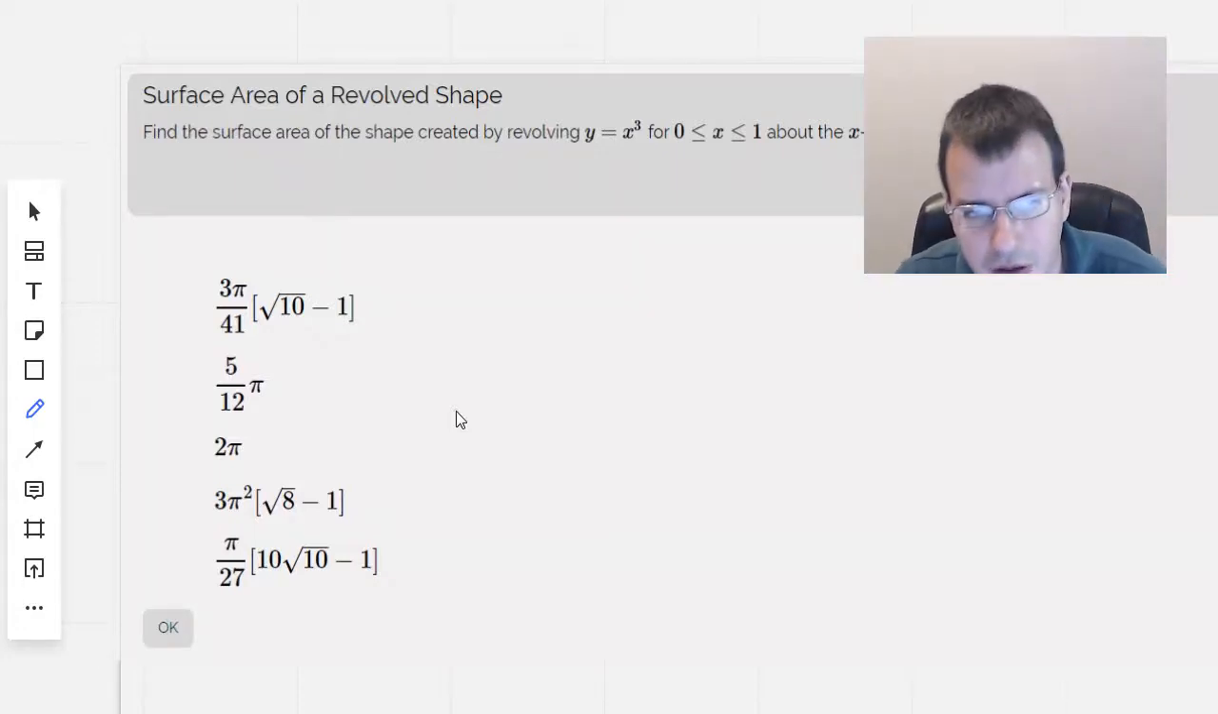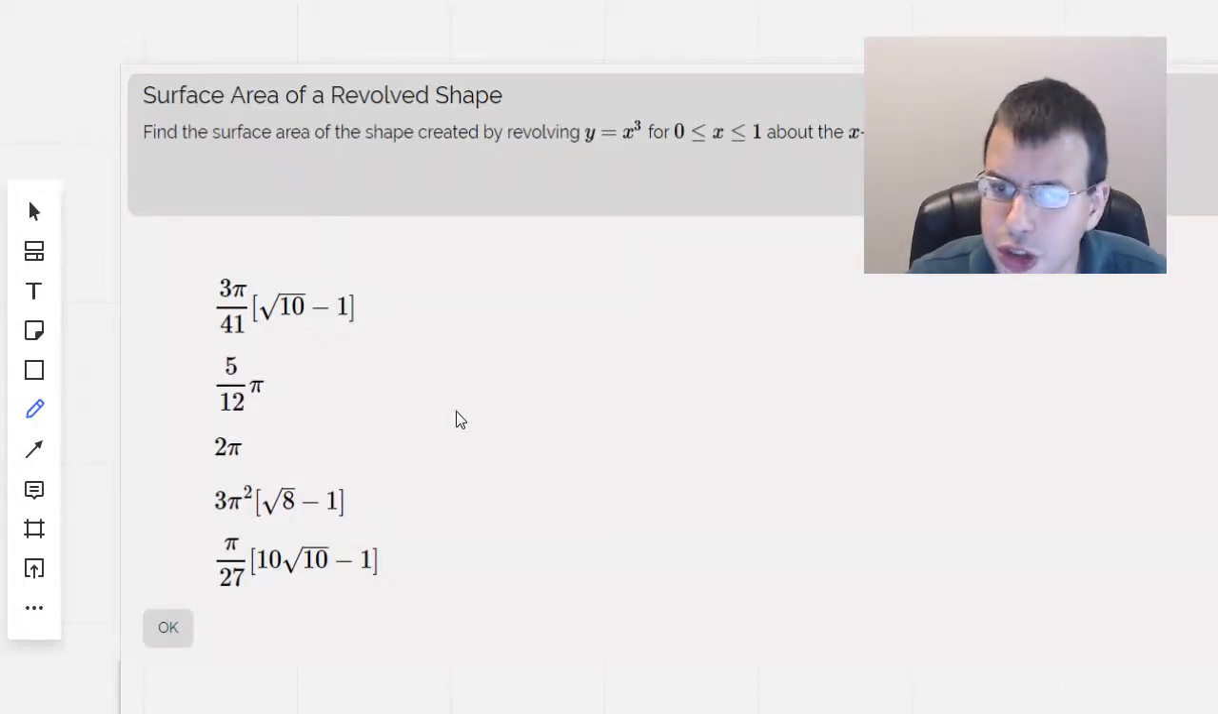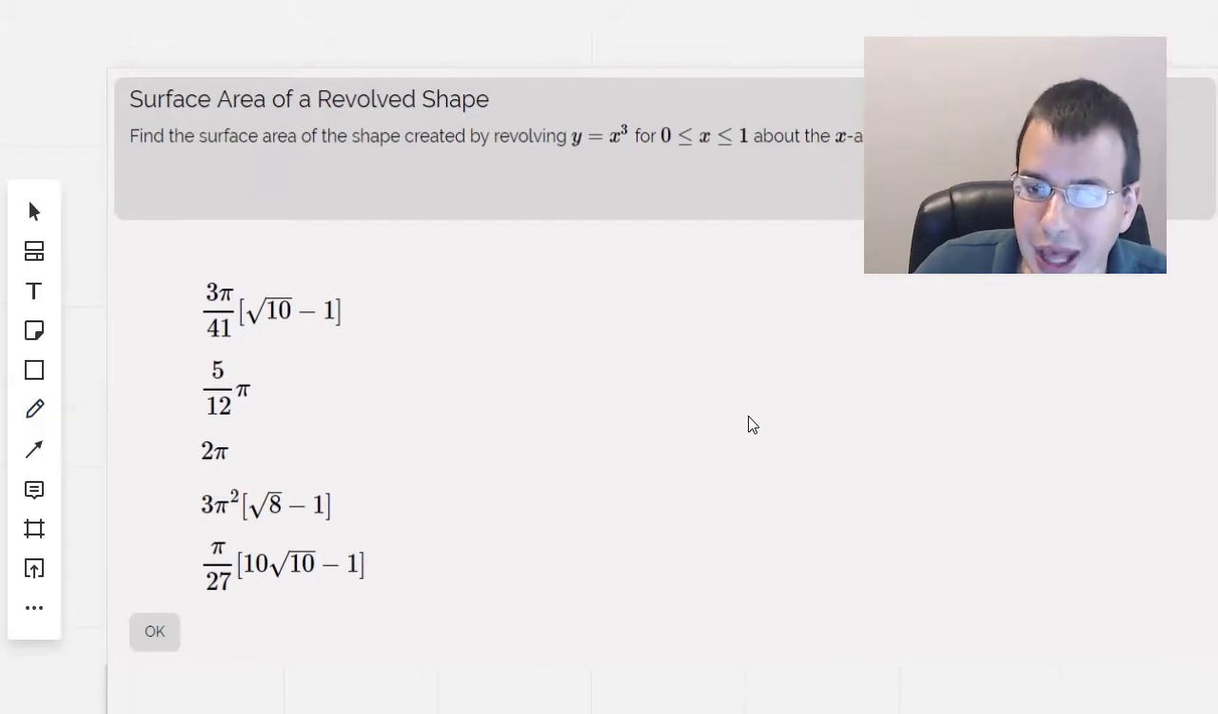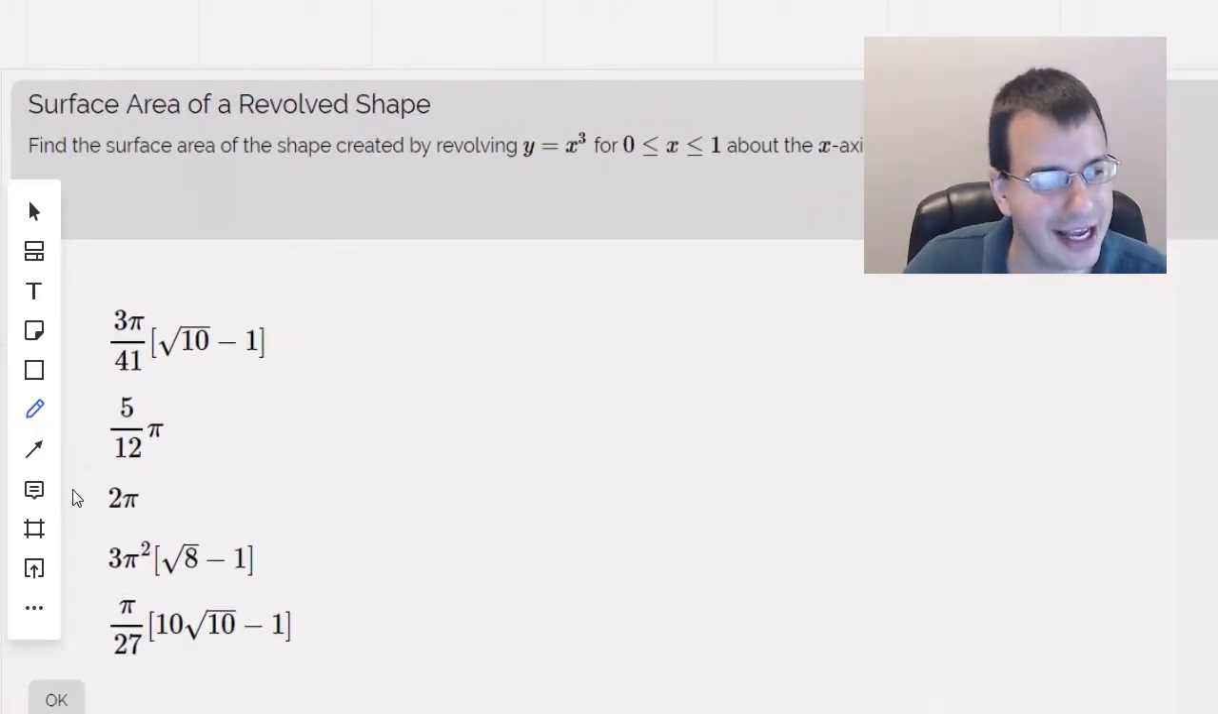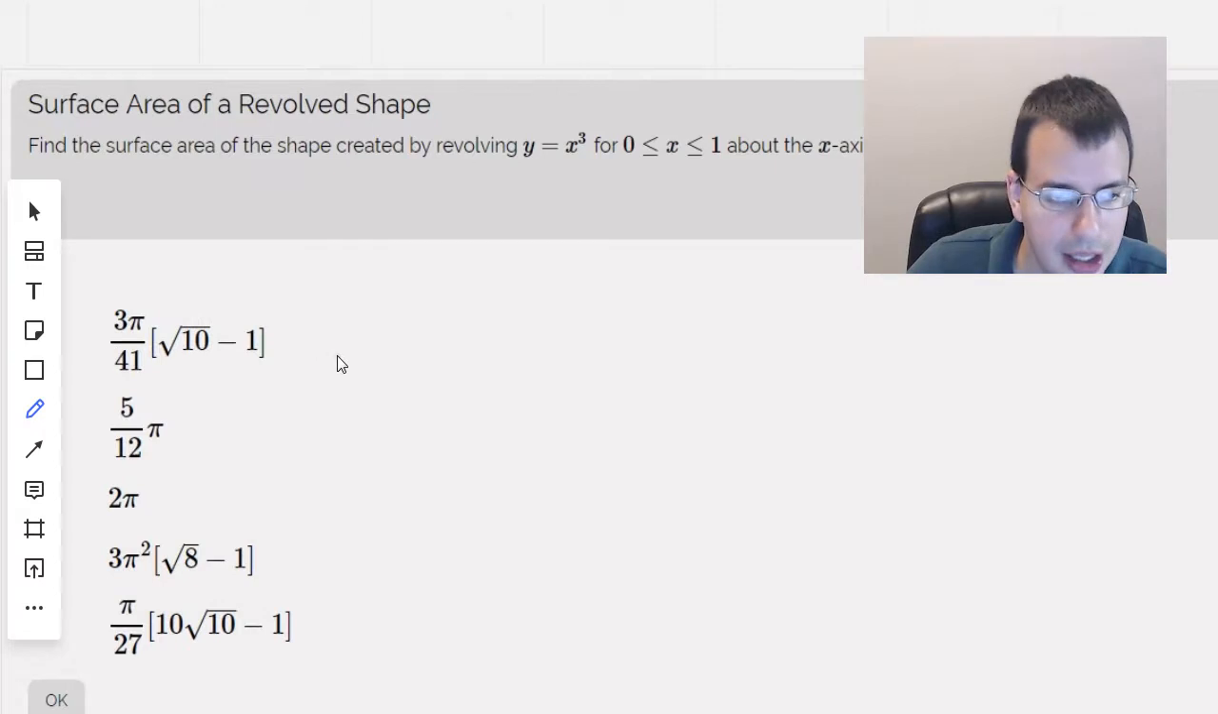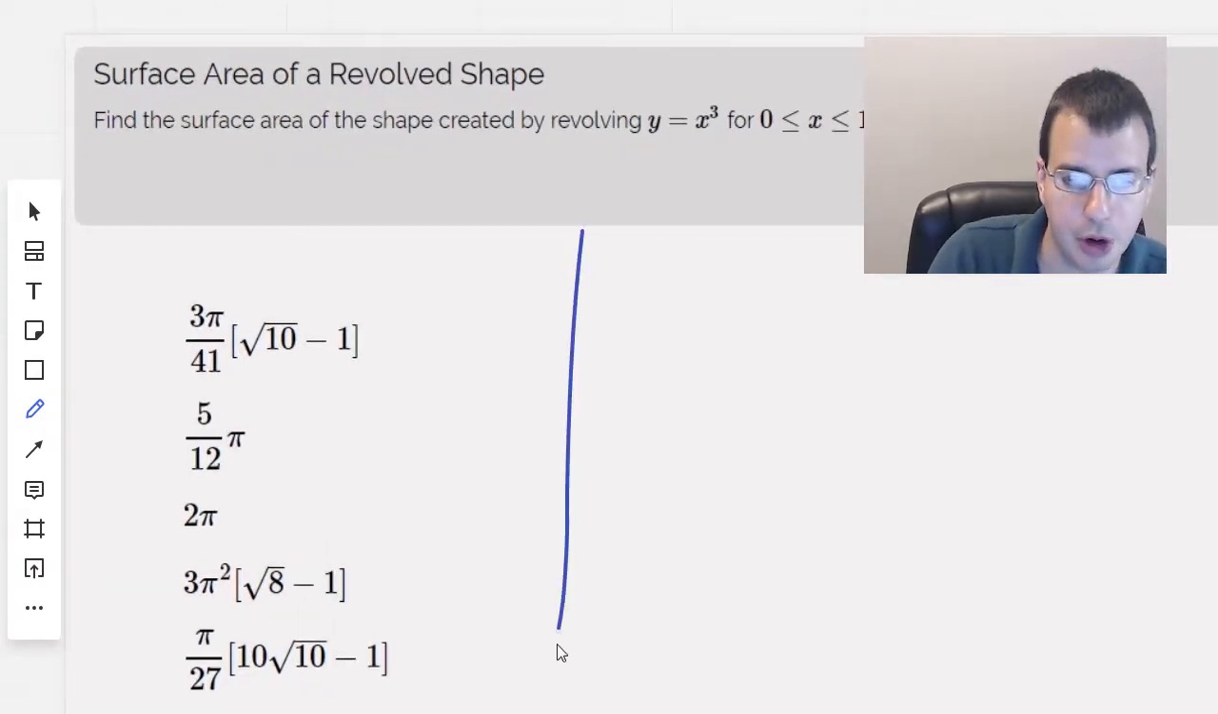Find the surface area of the shape created by revolving y equals x cubed for 0 less than or equal to x less than or equal to 1 about the x-axis. Okay? Draw a picture.